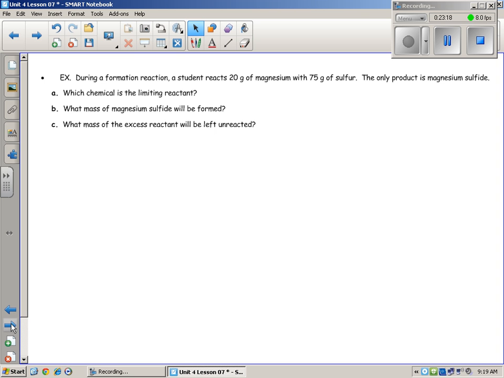This says, during a formation reaction, a student reacts 20 grams of magnesium and 75 grams of sulfur. The only product that you get is magnesium sulfide. Magnesium's a 2+, sulfide's a 2-. We swap, drop, and reduce, don't forget. So that's a solid, of course, ionic compound.